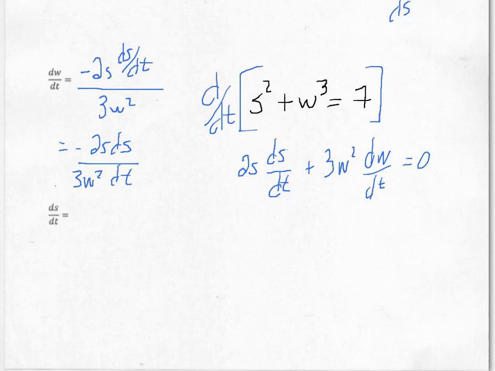And then the last one, I'm looking for ds/dt. Subtract all of this from both sides, and then divide by 2s. Final answer being negative 3w squared dw/dt, all divided by 2s. And that's it for the quiz.